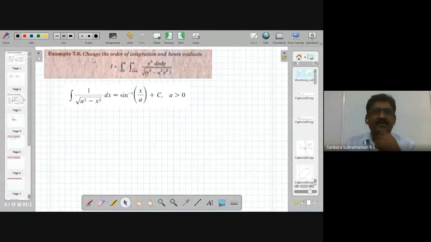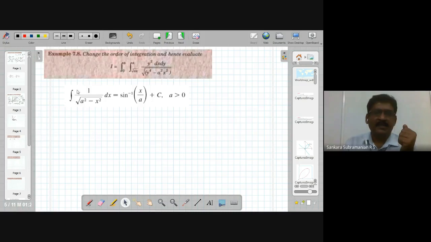I'm going to talk about changing the order of integration, right? So take down the problem: change the order of integration and hence evaluate. Please note it down. You have to evaluate the integral after changing the order. That is important. Going directly for evaluation before changing the order is not the correct way. Here the question is to change the order of integration and then evaluate it.